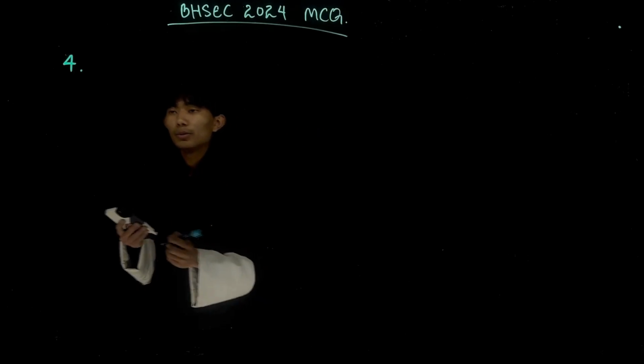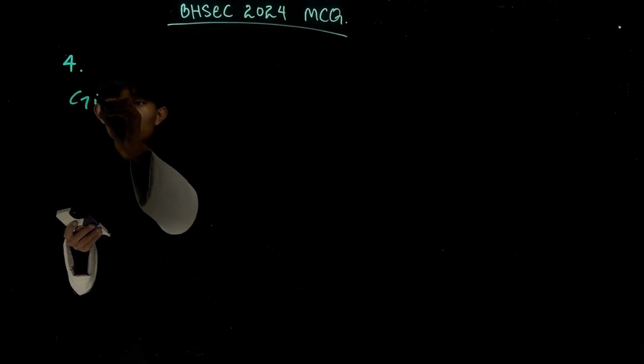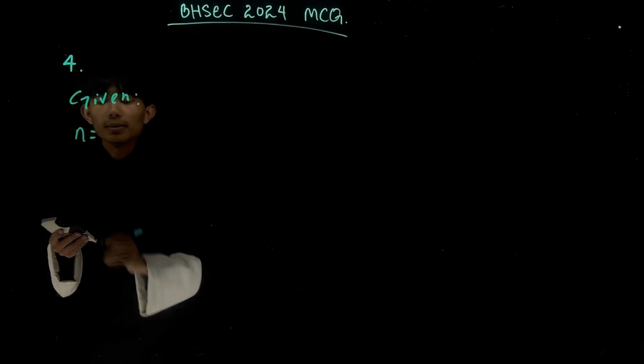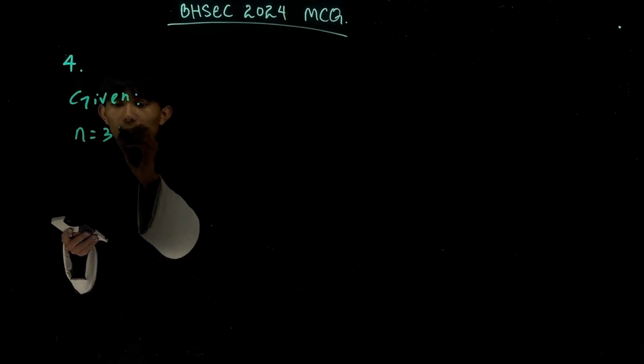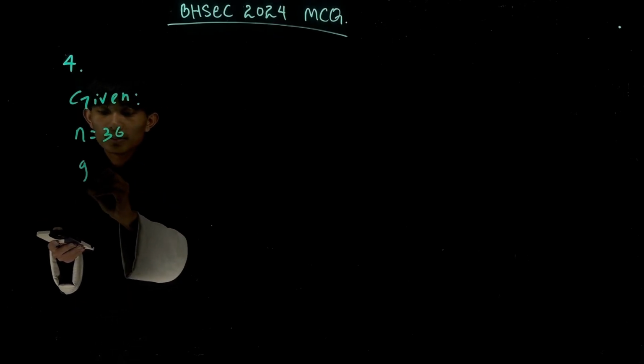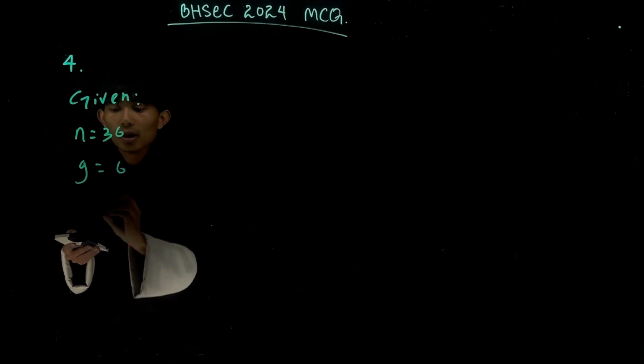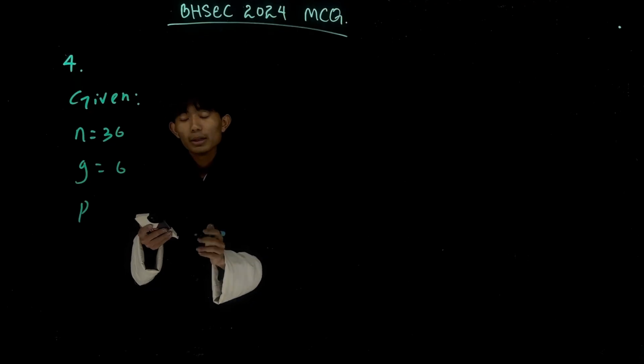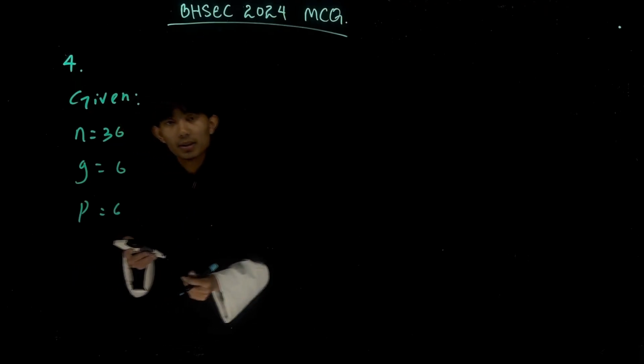So we can write down what we are given. We can represent the number of students that we have to divide with n. So we have 36 students and we have to divide them into 6 total groups. If we are dividing 36 students into 6 groups, we'll have 6 members in each group.